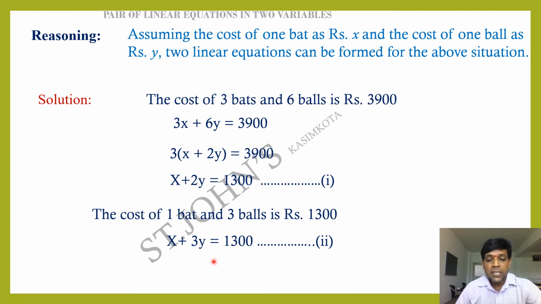Okay. This is the second equation. Now we are going to algebraic form. x plus 2y equals 1,300. x plus 3y equals 1,300. So these two are converted into algebraic form. Okay. Now next point.